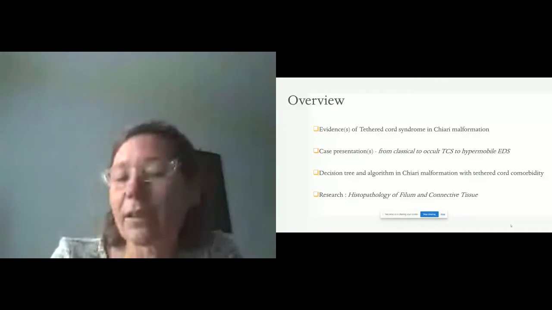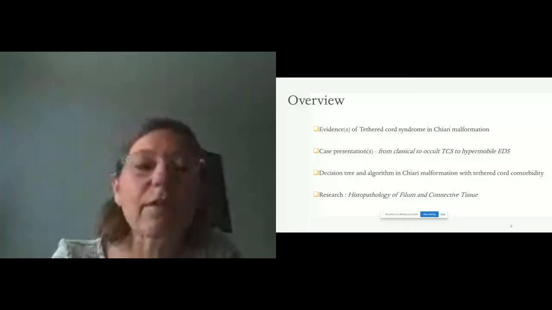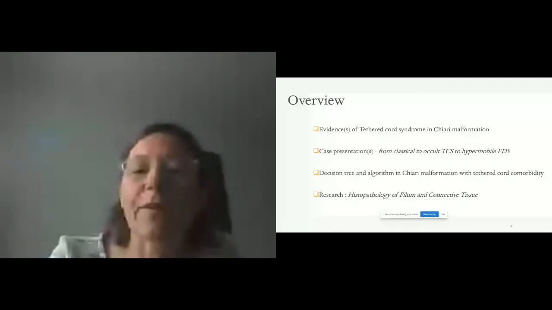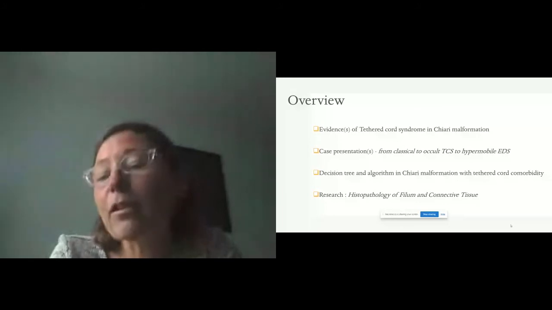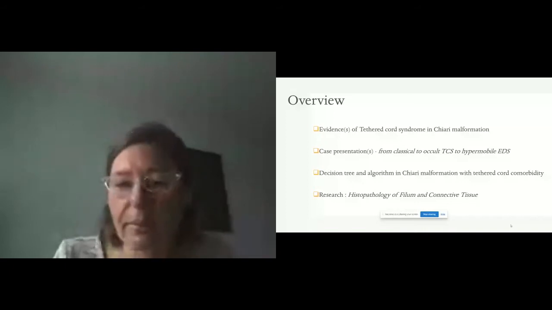I'd like to propose a decision tree and an algorithm for how we can work up the tethered cord comorbidity in Chiari malformation, and then we'll present some of our research on the histopathology of the filum and the connective tissue in people with Chiari, with and without connective tissue disorders, that can help us understand the conundrum.